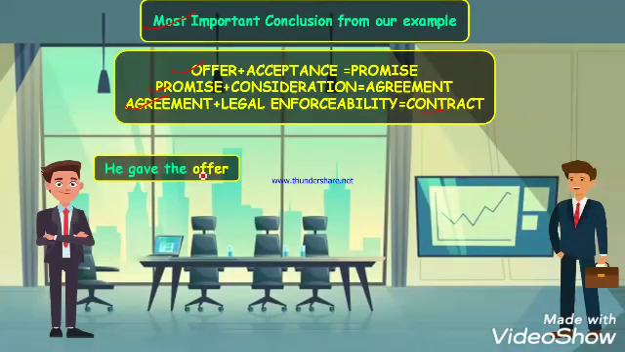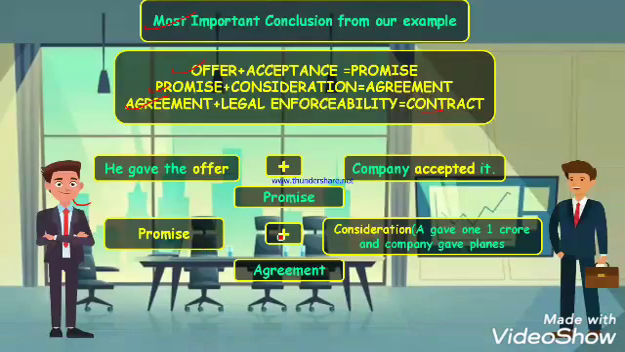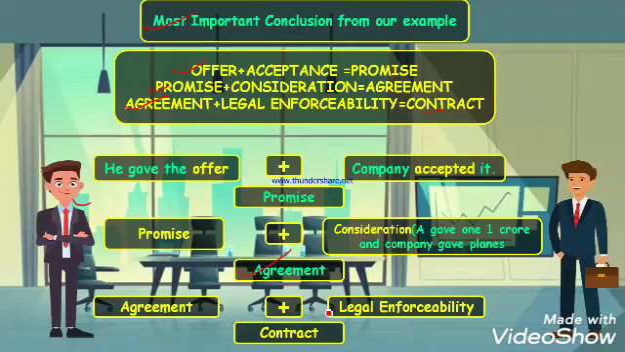First of all, he gave the offer. The company accepted it, and the offer and acceptance together come to be a promise. Whenever an offer is added to an acceptance, when one person signifies to do something, meaning to purchase something, and the company accepts, whenever there is a combination of offer and acceptance, it will always be called a promise. The next thing is that promise plus consideration will turn into an agreement, and agreement plus legal enforceability will become a contract.